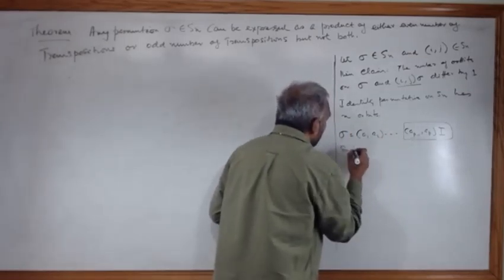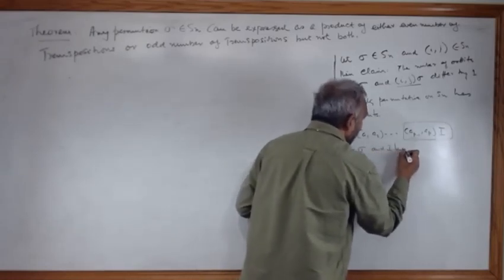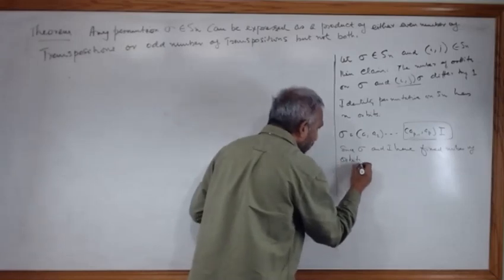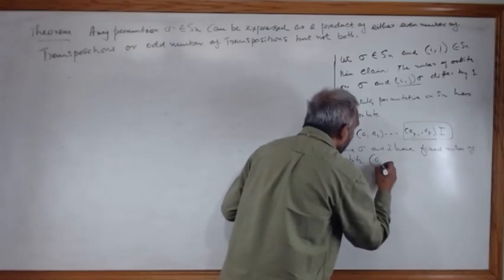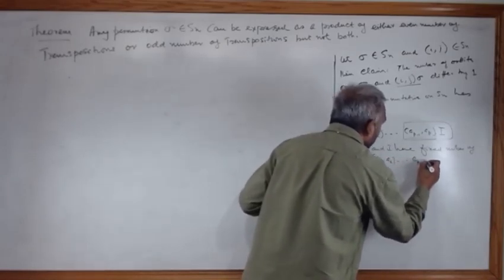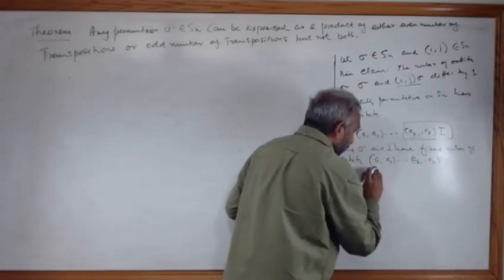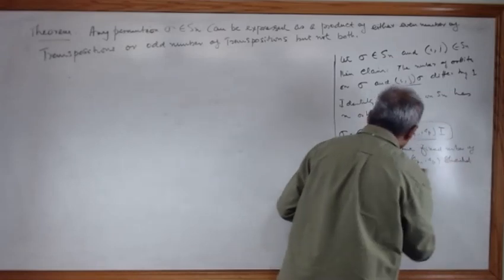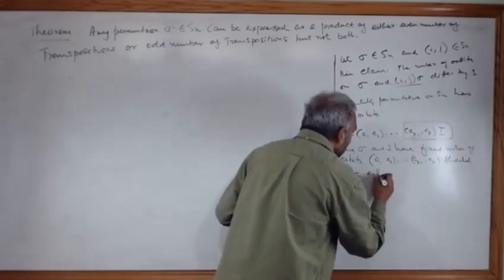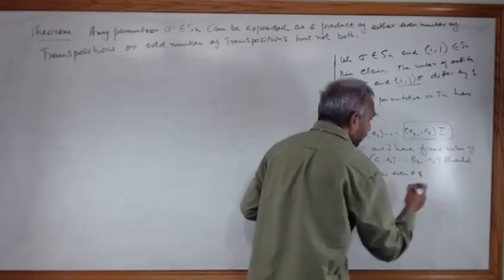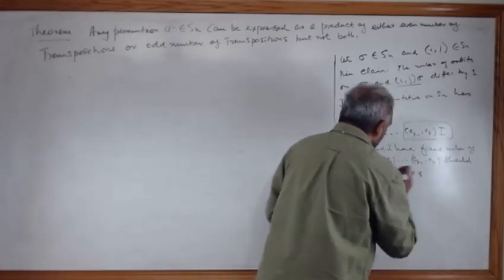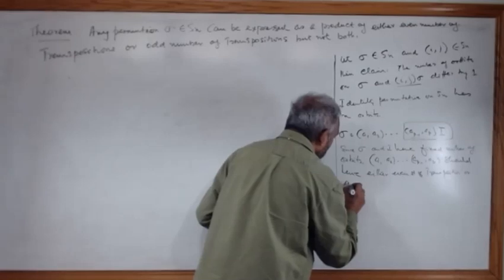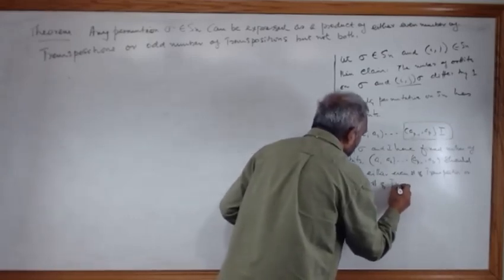So since sigma and I have a fixed number of orbits, the product a1 a2 ... a(p-1) a(p) is also a permutation, and should have either an even number of transpositions or an odd number of transpositions.